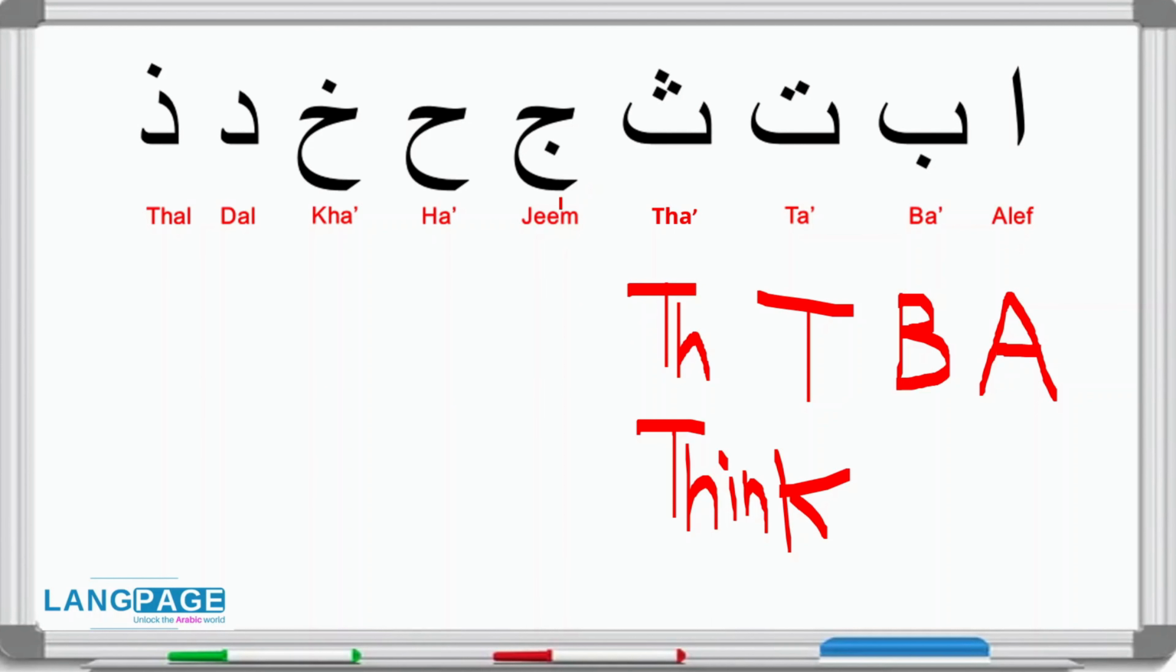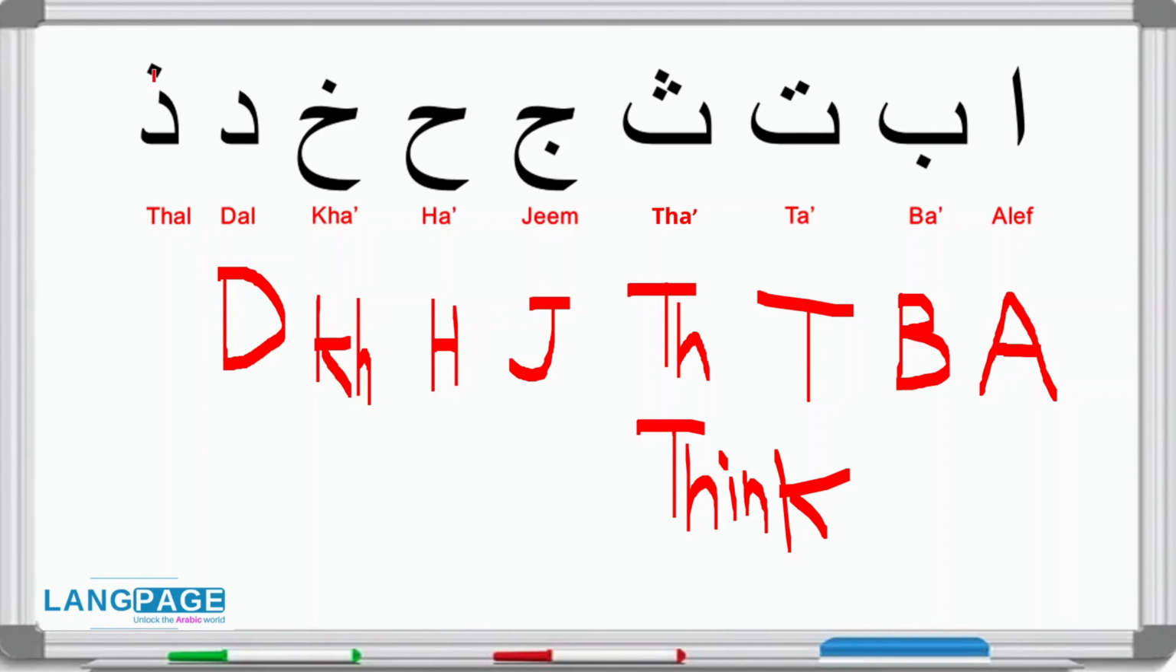Let's proceed with Jeem, which equals J. Then I am having Ha. Ha equals H. But here it's not the strong H, like Ha. It's a little slighter, a little softer, like I am saying Ha. Kha equals KH. Kha. Then I am having Dal, which is very clear, like you are having D in English.